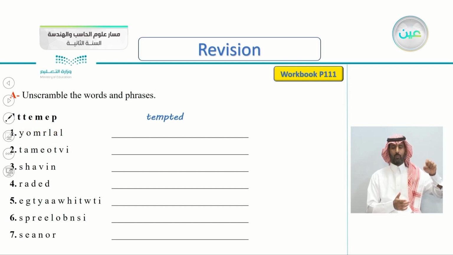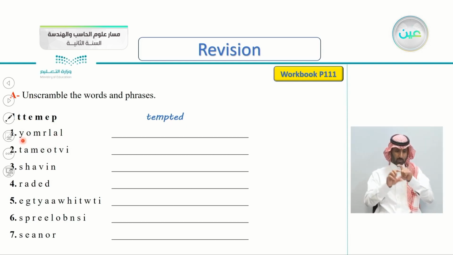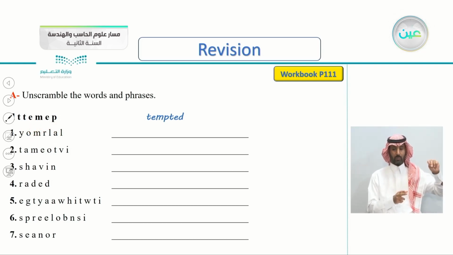Y-O-M-R-L-A-L. This is the scrambled word, so you have to unscramble it, just like the first one here. When you put these letters in the correct order, what's the correct word you get? I will help you a little. It begins with the letter M.